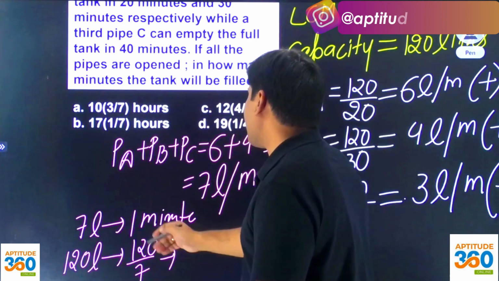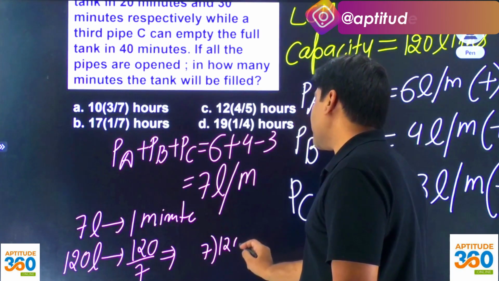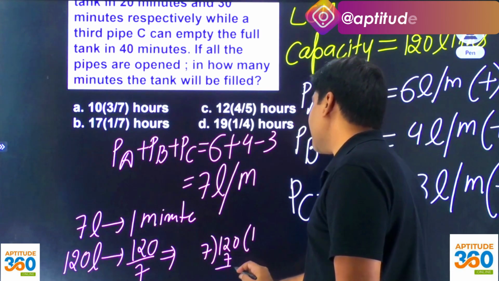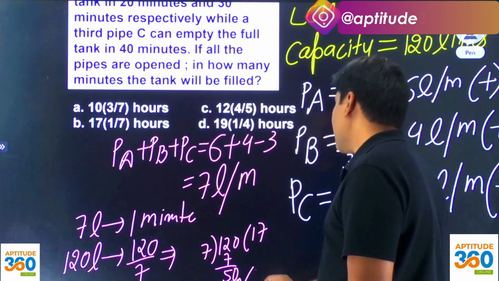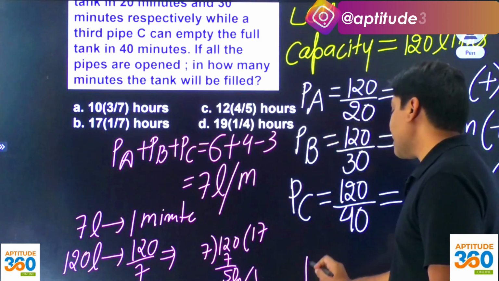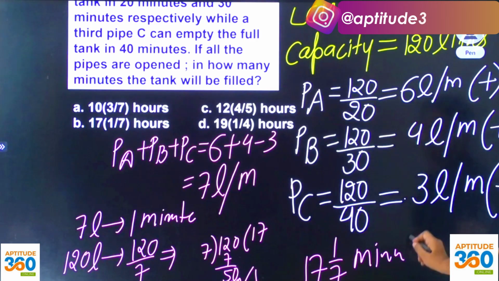अब 120 by 7 को आप सिंप्लीफाई कर लो. कैसे करेंगे इसको? 7 and then 120 and then 1750. So this is going to be what? So this is going to be 17 1 by 7 minutes.